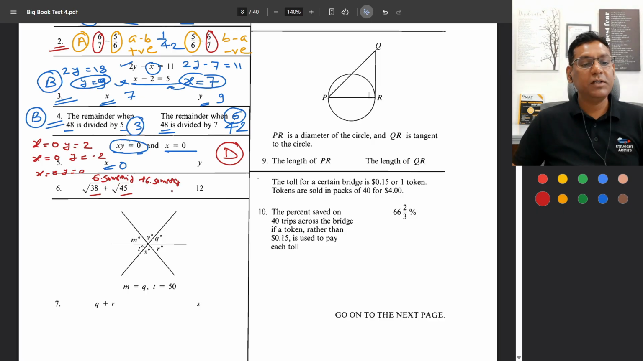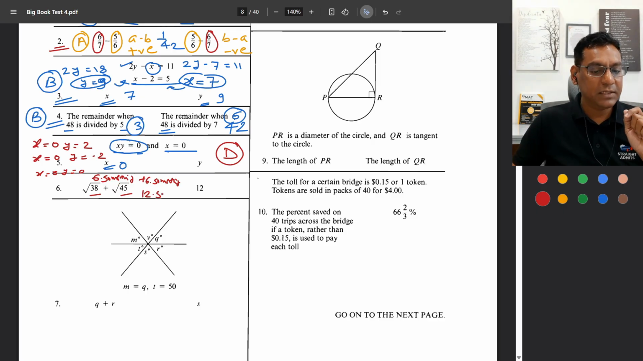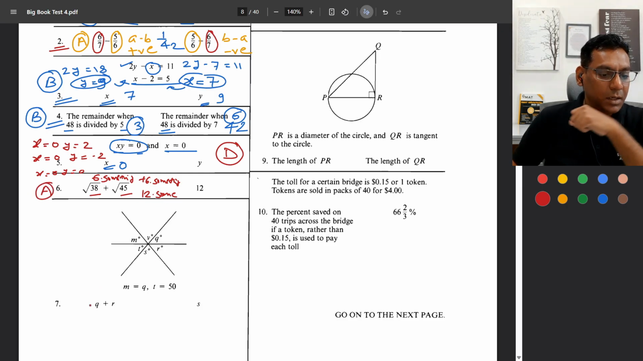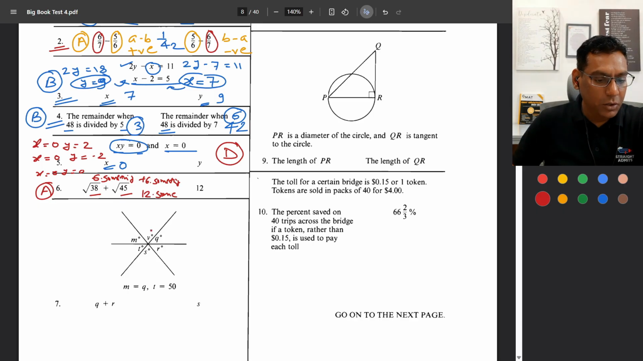So this is 6 point something, 6 point something. This is 12 point something to be compared with 12. Obviously, answer choice A. Correct? Okay. Lot of numbers here.